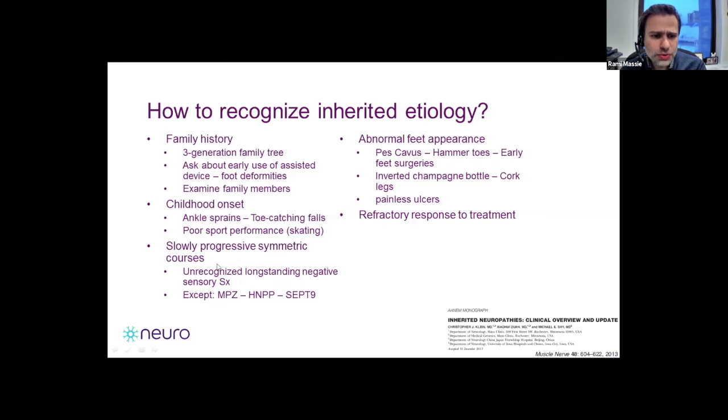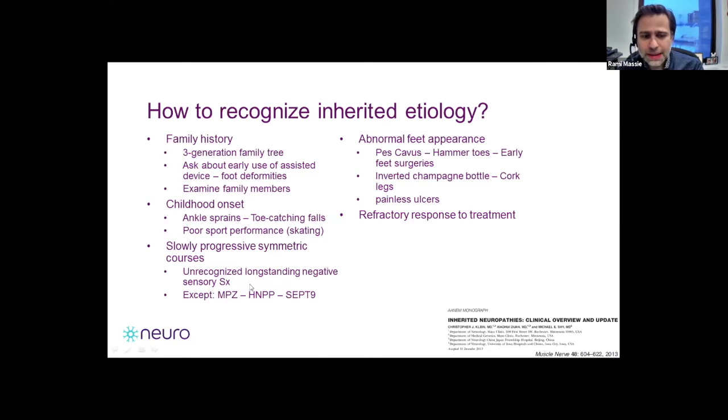So the patients don't notice the progressive ankle weakness until later on. So slowly progressive symmetric course, childhood onset. Often they have poor sport performance and recurrent ankle sprains. I tell my residents that if somebody was born in Quebec or in Canada and can't skate, they have Charcot-Marie-Tooth automatically. Obviously, I'm exaggerating a little bit, but it's a big clue often for the diagnosis of inherited neuropathy.